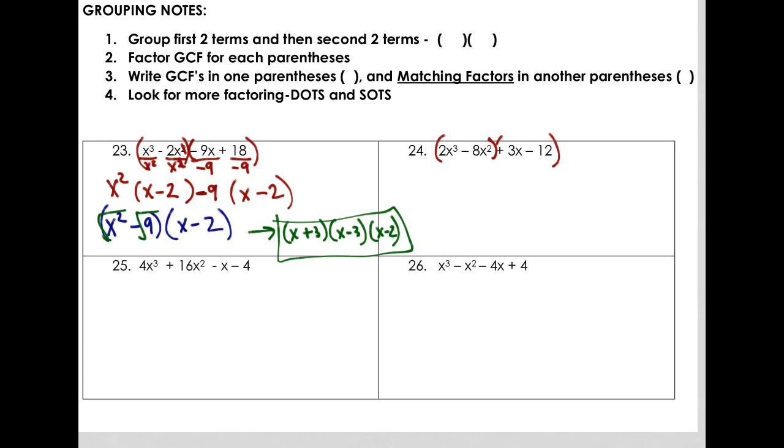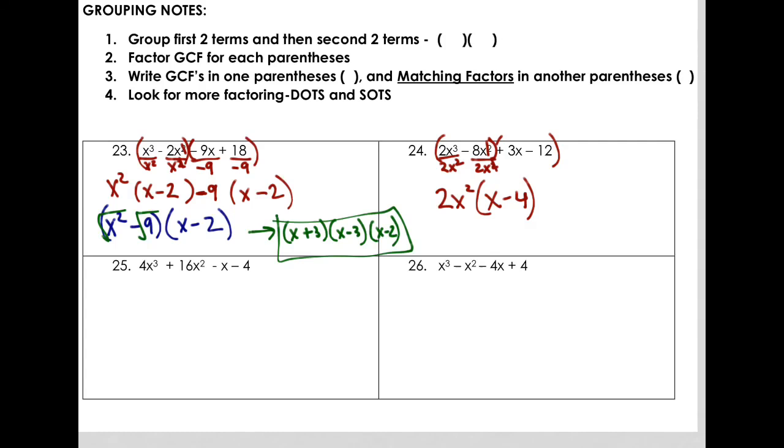Again, GCF is 2x squared, divided by 2x squared, divided by 2x squared. 2 divided by 2 is 1. 3 minus 2 is x. Negative 8 divided by 2 is negative 4. And then the 2 minus 2, those x's cancel out. There you have it. Alright, next one, you're looking at 3x minus 12.